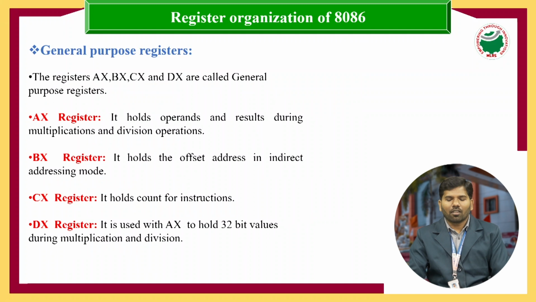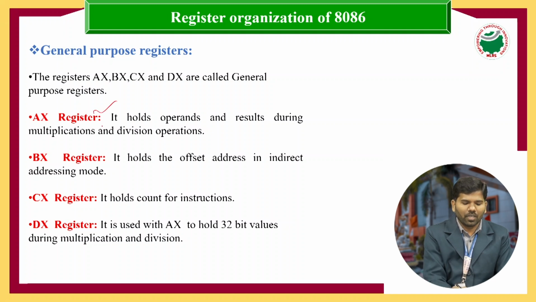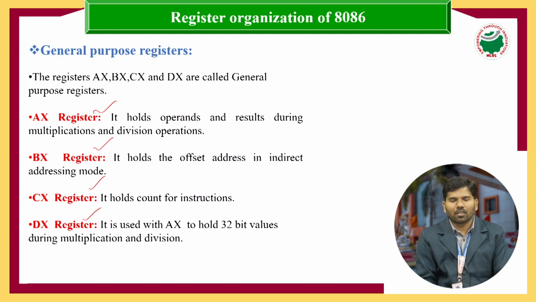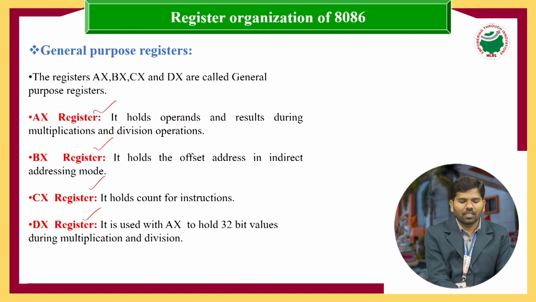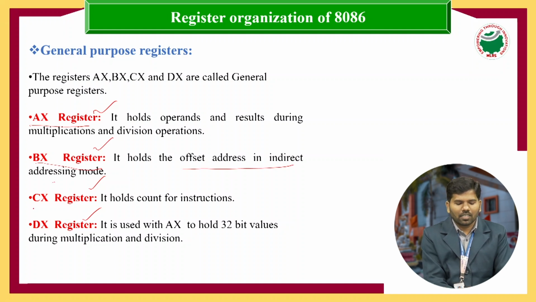Next, coming to the register organization of 8086. There are several registers in the 8086, all are 16-bit. AX, BX, CX and DX are called general purpose registers. Your AX register holds the results during multiplication and division operations. Your BX register holds the offset address in indirect addressing mode. Your CX register holds the count for instructions. Your DX register is an extension version of your AX register.